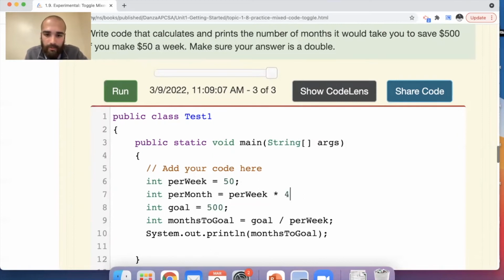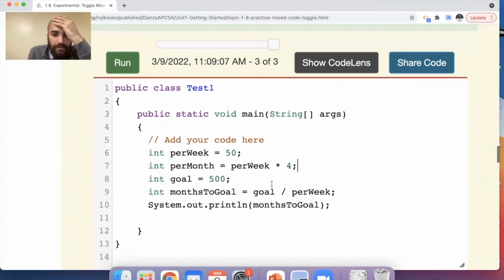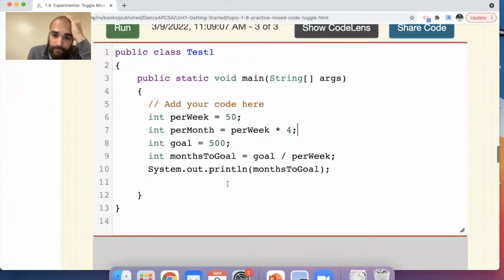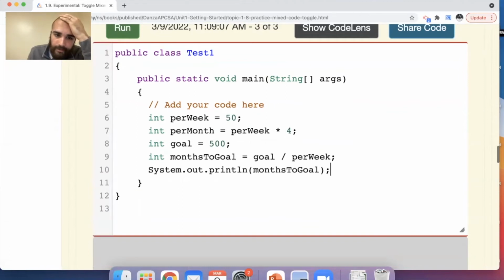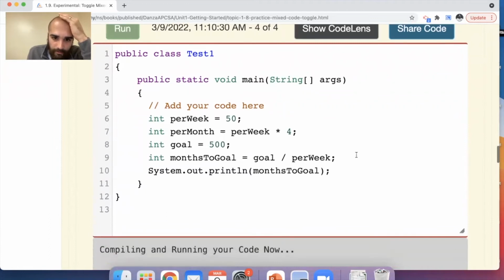Per week times 4. That's also assuming there's 4 weeks in a month. All right. 1.10 and 1.9 are almost identical. Each question is a little bit different. So I actually did 1.10. I'm so confused. All right, let's test it. I probably did something wrong.